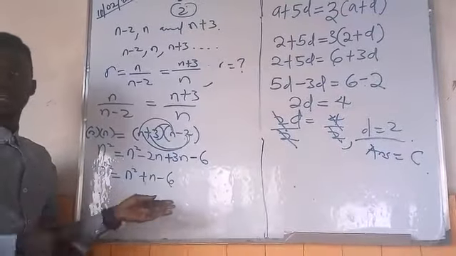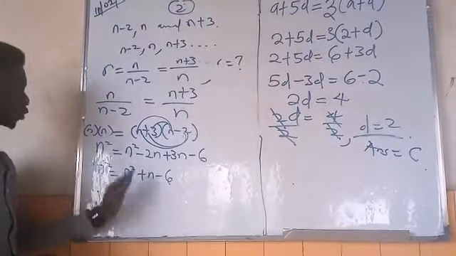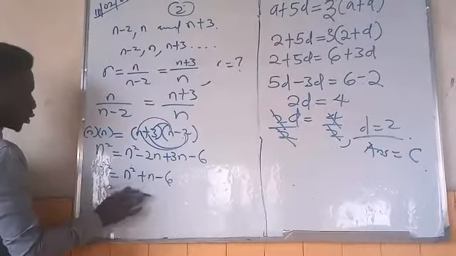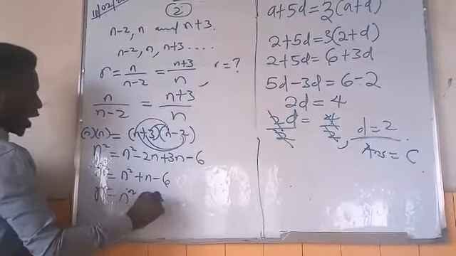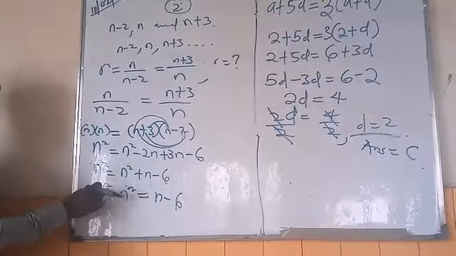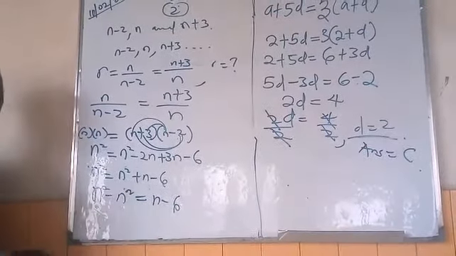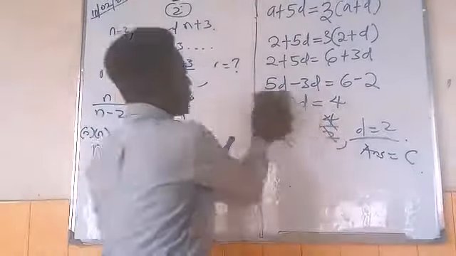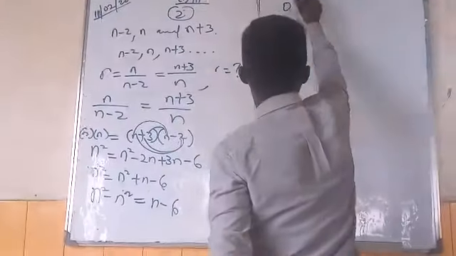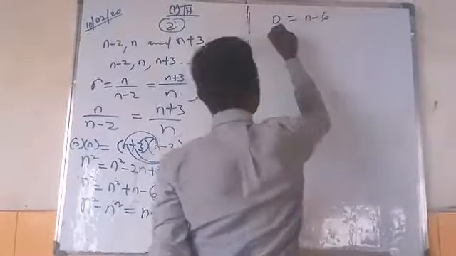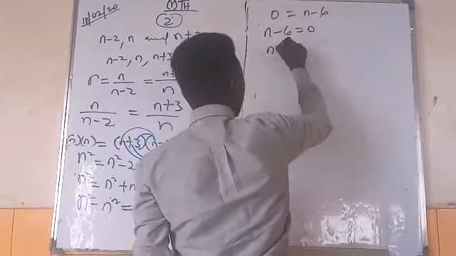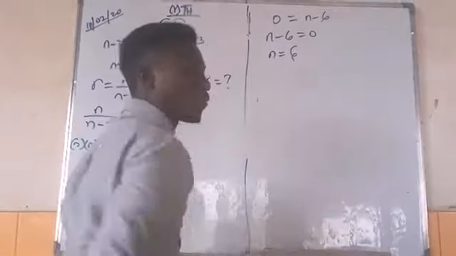You collect like terms. You have n squared on this side, you have n squared on the other side, put them together. So you are going to have n squared minus what? n squared. All equals what? n minus 6. So you have n minus 6 equals what? 0. Because n squared minus n squared is what? 0. So you will have 0 equals n minus 6, which is when you say n minus 6 equals 0. And if minus 6 goes to the other side, what are you going to have? Plus 6. Is that a final answer?